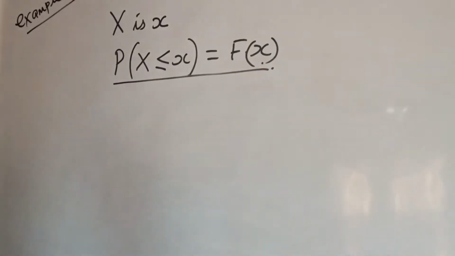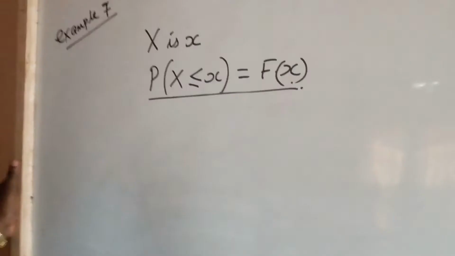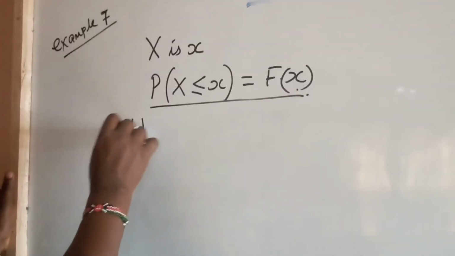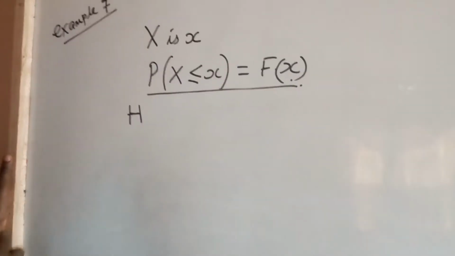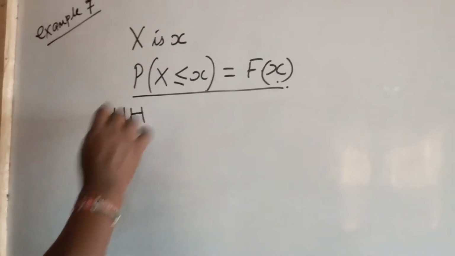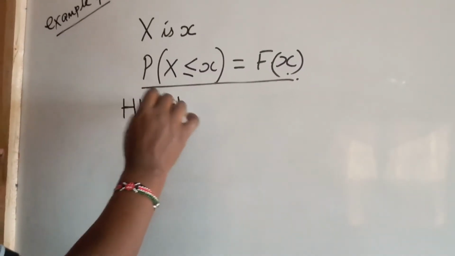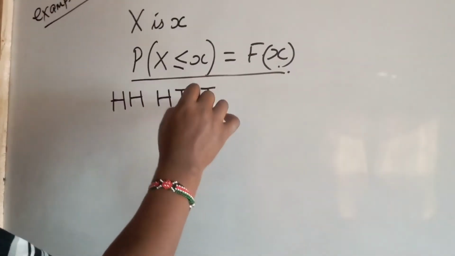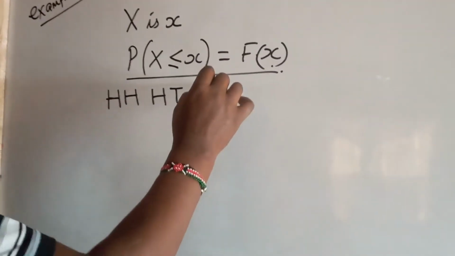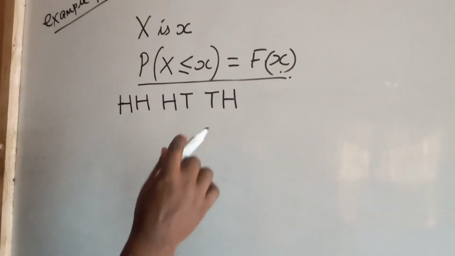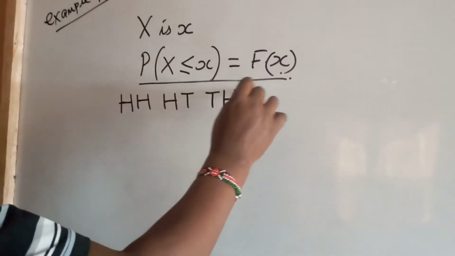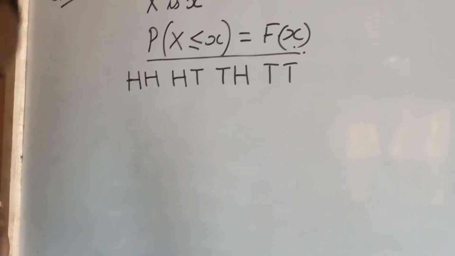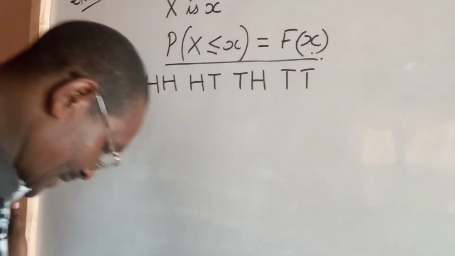Now, you have been told that there is coin 1 and coin 2. And this one is not complicated. Coin 1 can show a head, coin 2 can show a head. Coin 1 can show a head, coin 2 can show a tail. Coin 1 can show a tail, while 2 is showing a head. And even both coins can show a tail. That is the sample space.